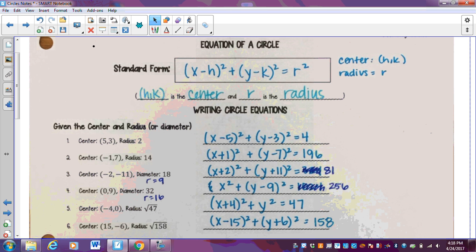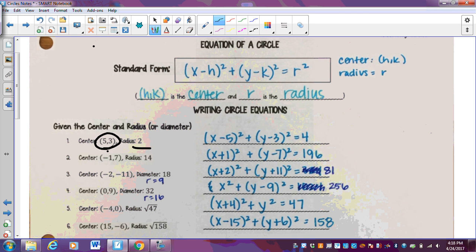So that means that if you have, like in example 1 here, your center is (5, 3) and your radius is 2, then h equals 5, k equals 3, and r equals 2. So you just plug h in there, k in there, and r in there. So you end up with your equation, (x - 5)² + (y - 3)² = 4, because 2 to the second power is 4.